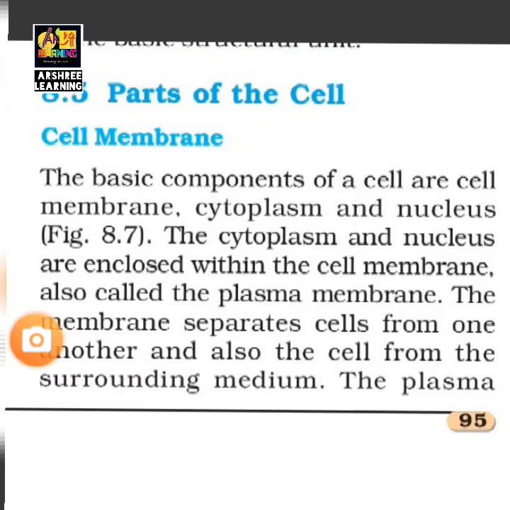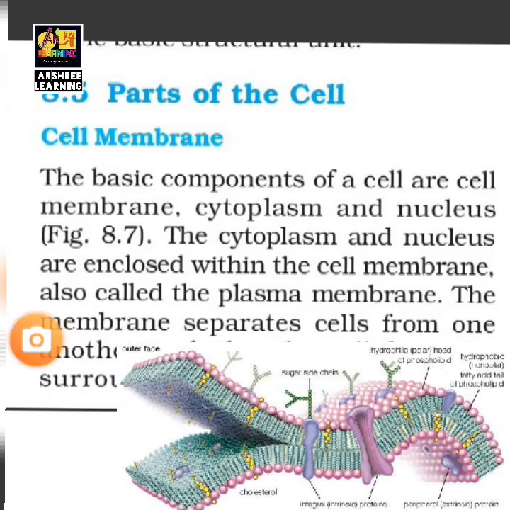In the last slide we read it. Cytoplasm and nucleus are enclosed within the cell membrane. They are found inside the cell membrane. The cell membrane makes the boundary of the cell and it is also called the plasma membrane. This membrane separates one cell from another cell and all the cells from the surrounding medium. The medium means every cell is not enclosed in empty space. There is substance present outside the cell. So the plasma membrane or the cell membrane separates a cell from other substances present outside the cell.